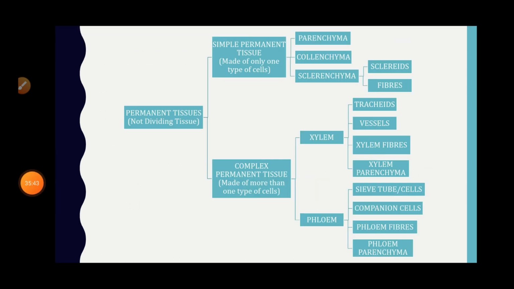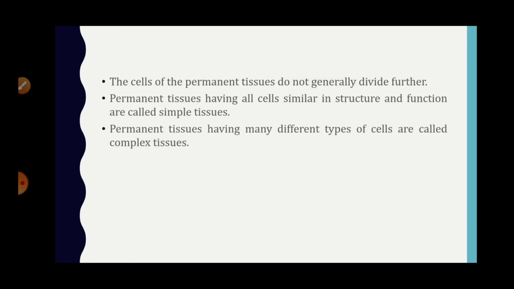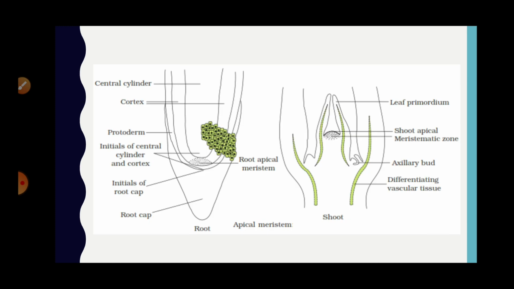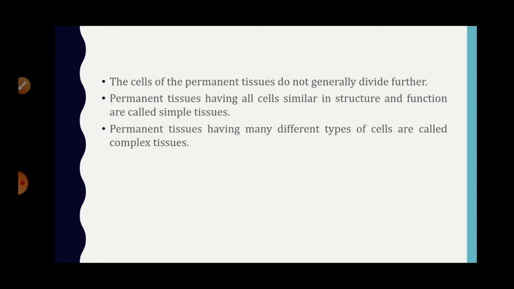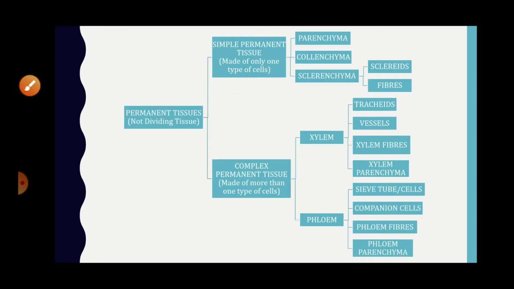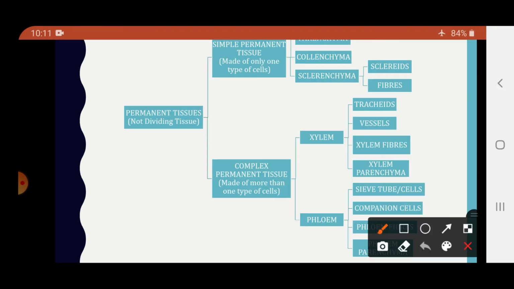So see students, this is the permanent tissues. So permanent tissues are which type of tissues? They are not dividing tissues. Which type of tissues are they? They are the tissues which have lost the capacity to divide. So now see students, these permanent tissues are further divided into two categories.